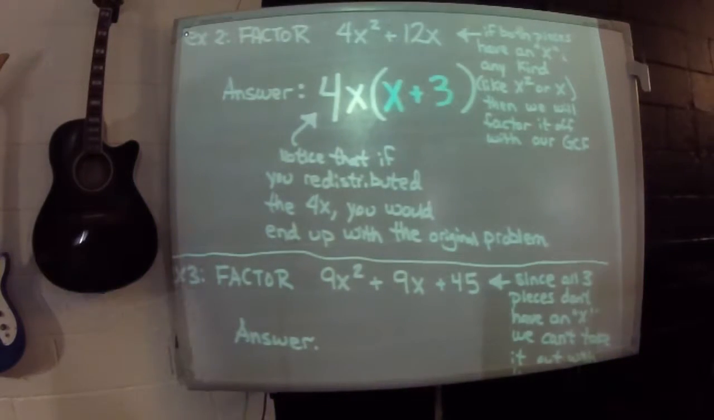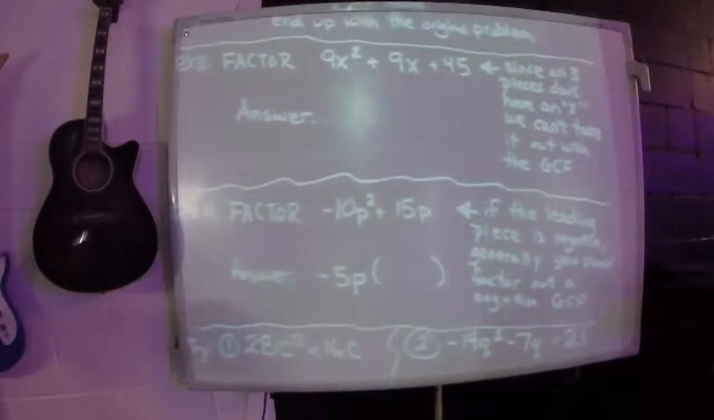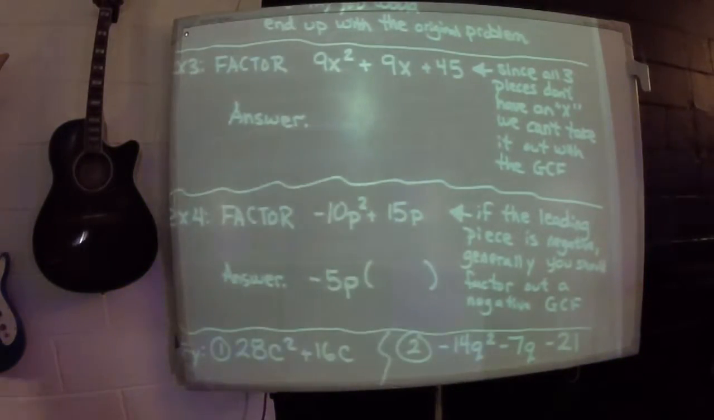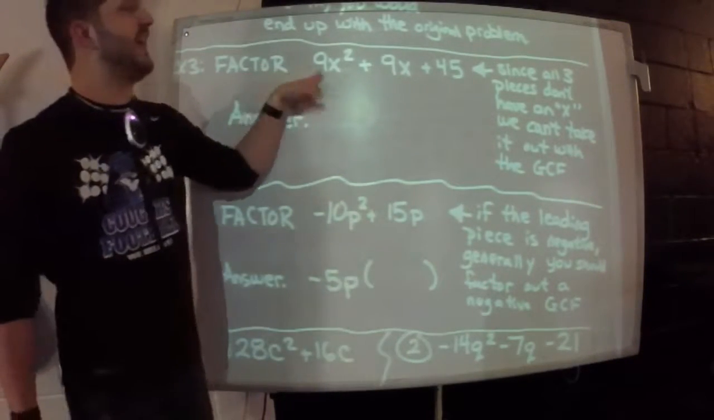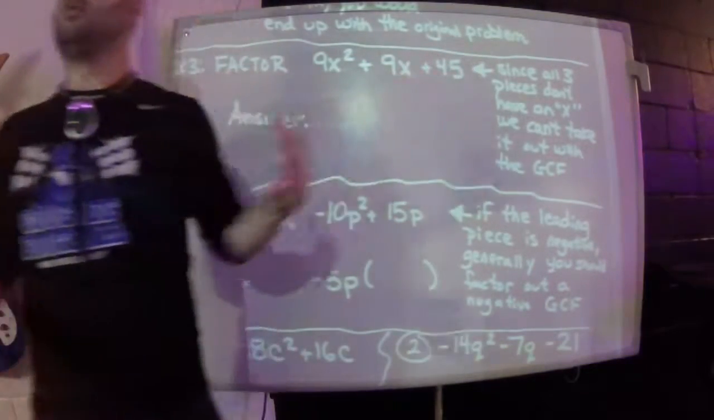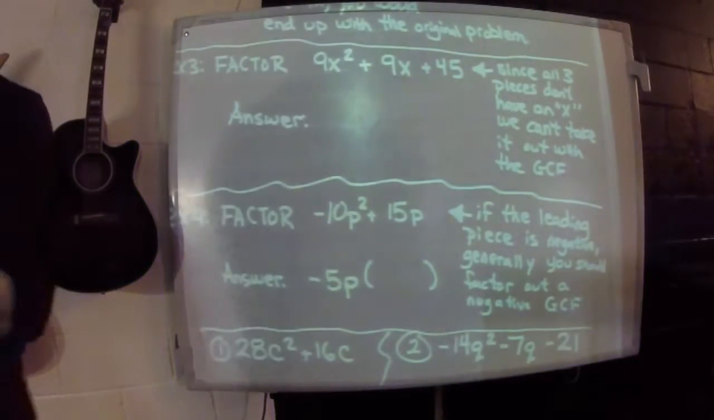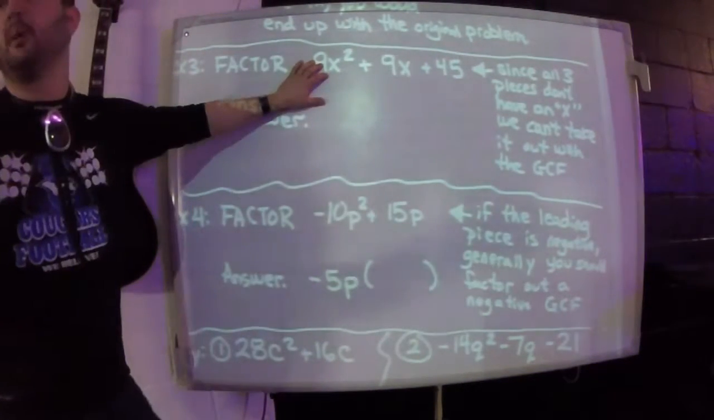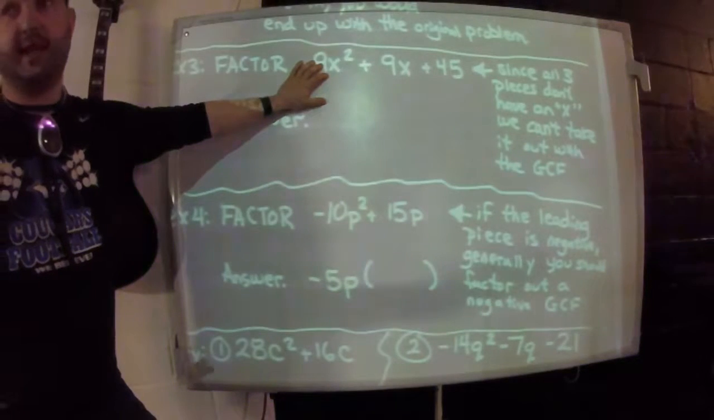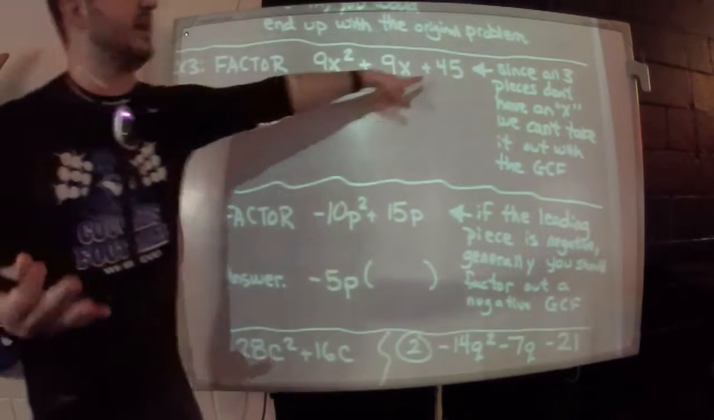This next one, you have a trinomial. So we are going to undistribute from a trinomial. So what we want to do is I got a 9, a 9, and a 45. And say, what's the biggest number I can divide those by? Okay, I can divide them all by 1. I can divide them all by 3. Because I can divide 45 by 3.